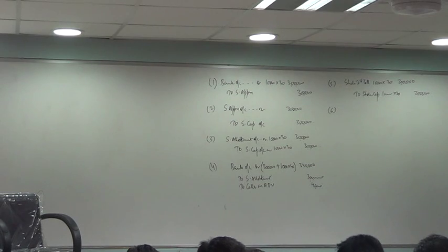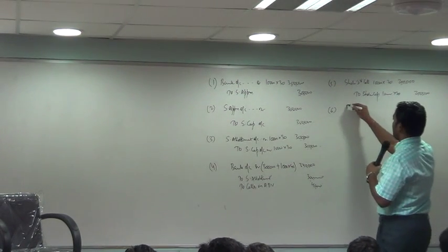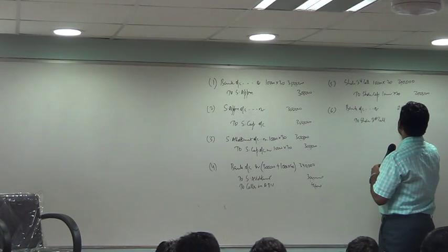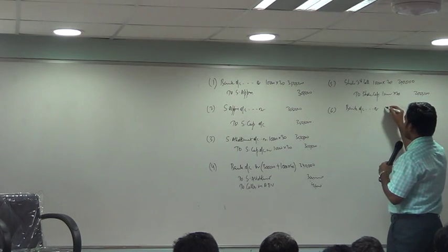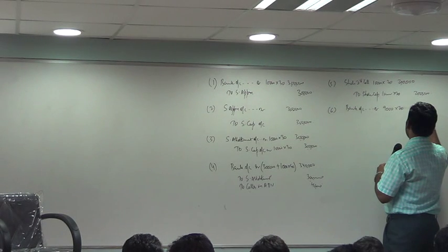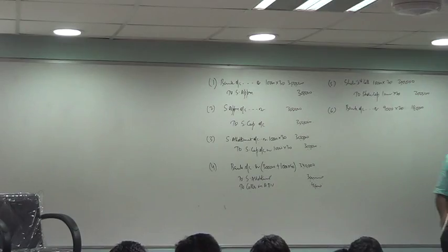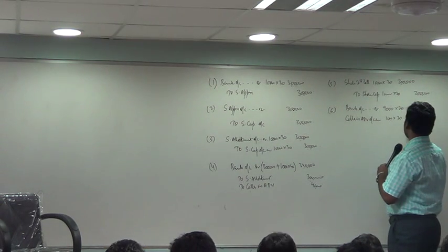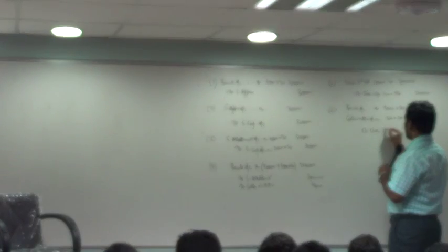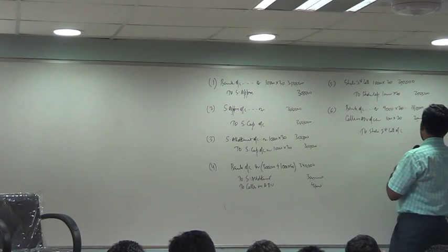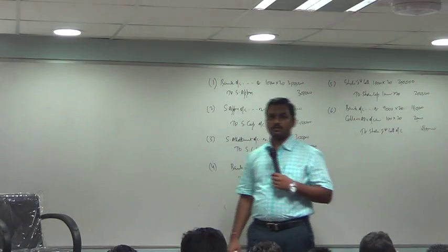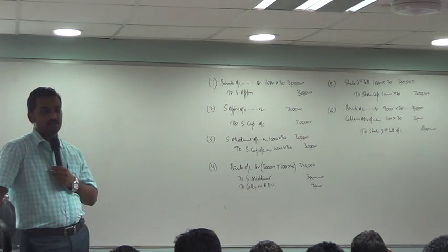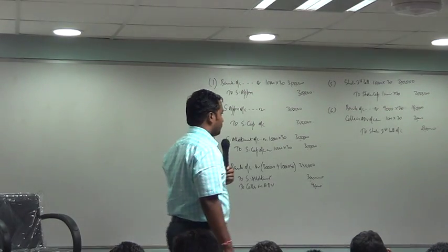When first call money is received, what is the entry you write? Bank account debtor to share first call account. Be careful. Bank account debtor, how much now? 9,000 into 20, 1,80,000. How much do you have to adjust from calls in advance? You have to adjust some amount of calls in advance now, no? Calls in advance account debtor 1,000 into 20, 20,000, to share first call account 2 lakh. Bank account debtor 1,80,000, calls in advance account debtor 20,000, to share first call account 2 lakh.